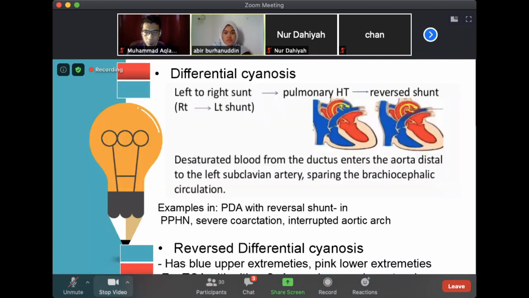Okay. For differential cyanosis, as I described earlier, there will be cyanosis at the lower extremities, meanwhile pink on the upper extremities. We can see this condition, differential cyanosis, in a PDA with reversal of shunt, for example, like in PPHN, severe coarctation and interrupted aortic arch. And for reverse differential cyanosis, it is the reverse color, meaning that the upper extremities tend to have cyanosis, meanwhile the lower extremities are pink. So it is seen in TGA with either coarctation of the aorta or pulmonary hypertension.